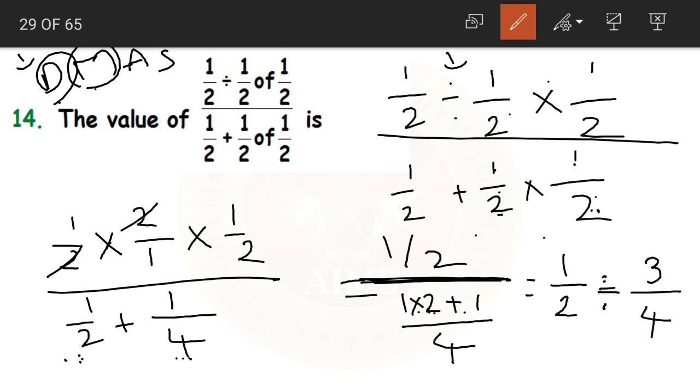Clear, students? How did we do? First we did the off part. We replaced off with multiplication. And then as division is before multiplication, first we divided. And then in the denominator, as multiplication comes before addition, we multiplied and then added the result. Yes. So what did we get here? 1 by 2 divided by 3 by 4.